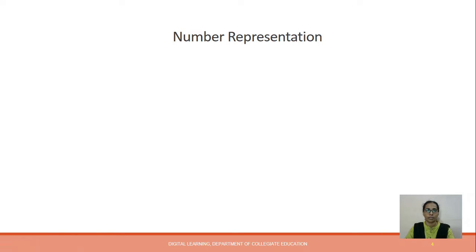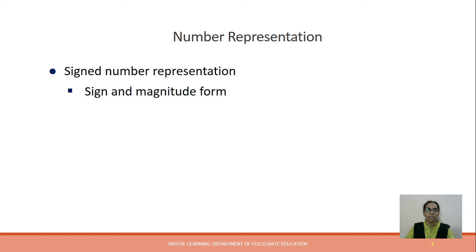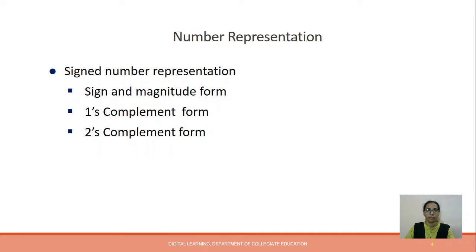Number representation. The signed numbers, that is the positive and negative numbers, can be represented in three different ways. Firstly, sign and magnitude form. Secondly, ones complement form. Thirdly, twos complement form. In sign and magnitude form, one bit is assigned for the sign of the number. If it is positive, the sign bit is 0, and if negative, the sign bit is 1.